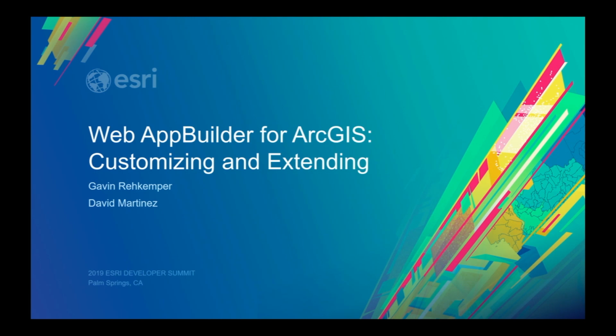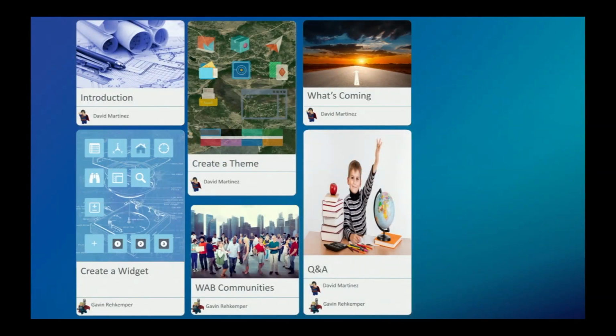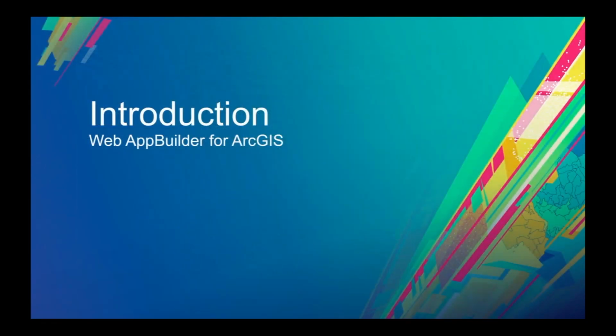So today we're going to talk about, we'll have an introduction to Web App Builder. We'll keep it short and sweet, but I always like to start off with an intro. Gavin's going to talk about creating a widget, so we're going to dive into some code. I'm going to dive into some code for themes, mainly CSS. Then we're going to talk about how we are successful in this, with WAP communities, getting help, seeking answers, asking questions, interacting. Then we're going to talk about what's coming, and then we'll have some questions for Q&A. Fair enough? Okay. All right, so let's get started.